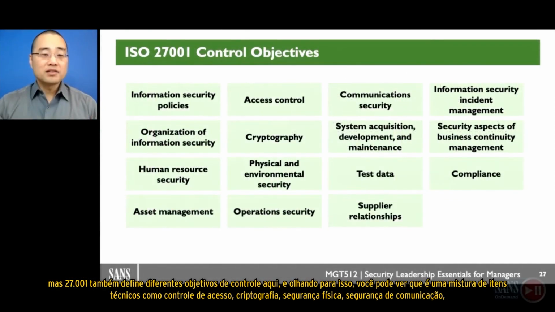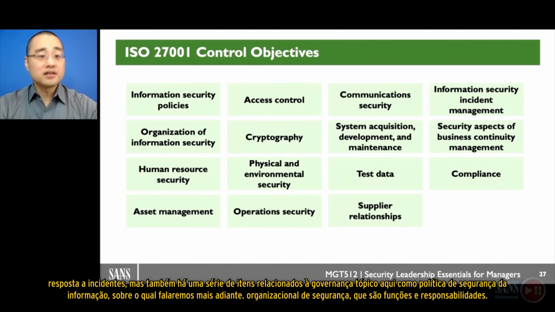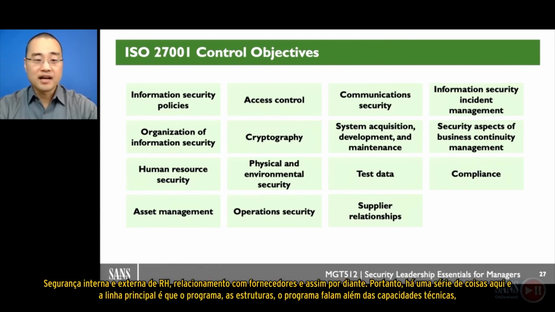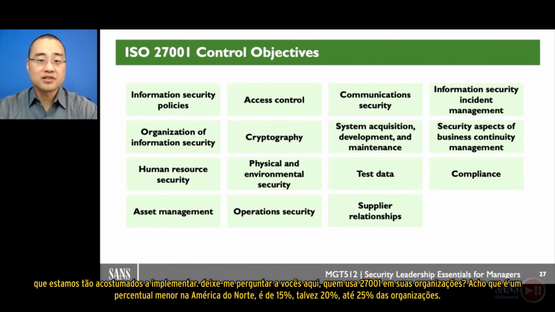But 27001 also goes on to define different control objectives here, right? And looking at this, you can see that it's a mixture of technical items like access control, cryptography, physical security, communication security, incident response, but there's also a number of governance-related topics here, like information security policies, which we'll talk about later on, organization of security, what your roles and responsibilities are, HR, onboarding, offboarding security, supplier relationships, and so on. So there's a number of things here, and the main delineation is that, yes, the program frameworks talk beyond the technical capabilities that we are so used to implementing.